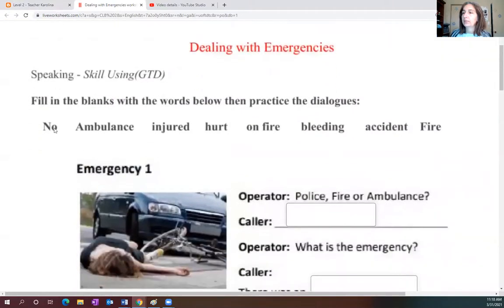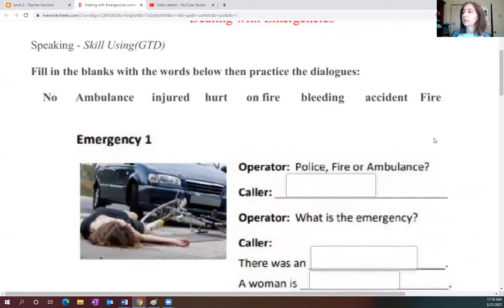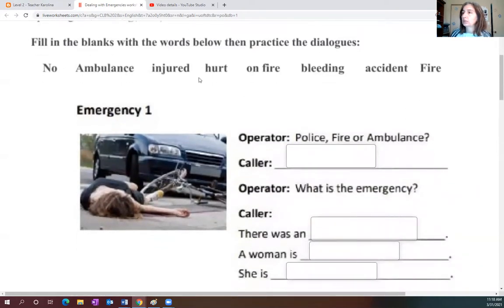And then you have here: no, ambulance, injured, hurt, on fire, bleeding, accident, and fire. So you have to copy these in the correct places. So police, fire, or ambulance. You will just put here ambulance, because that's what you would call.